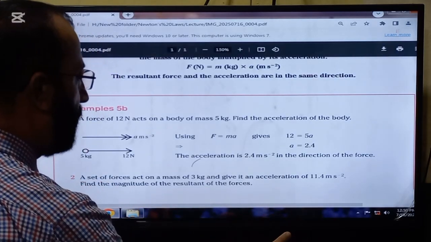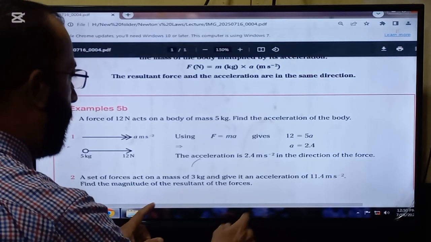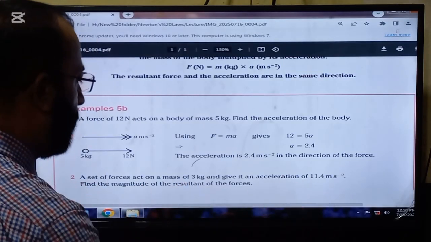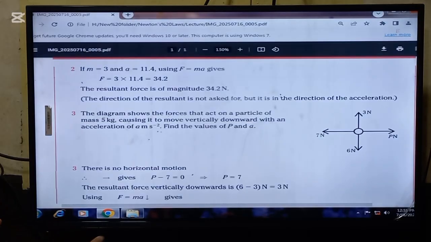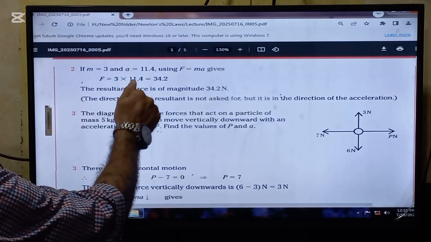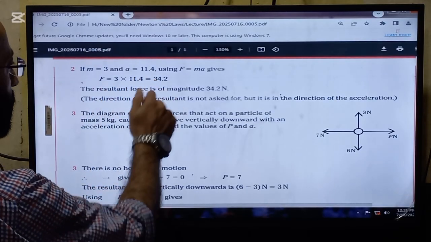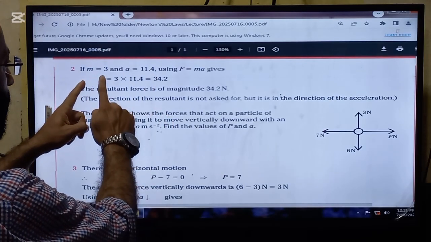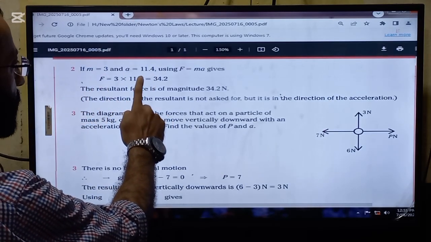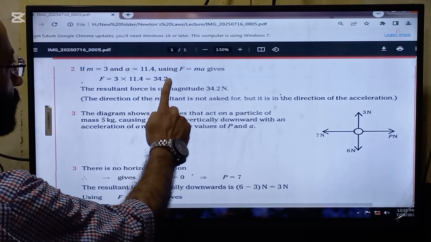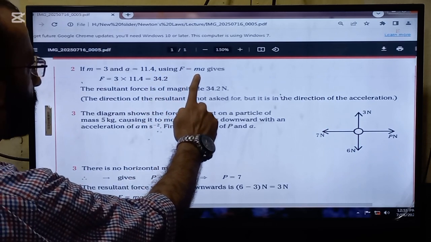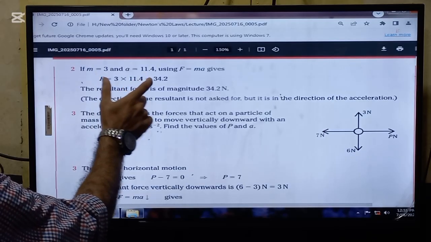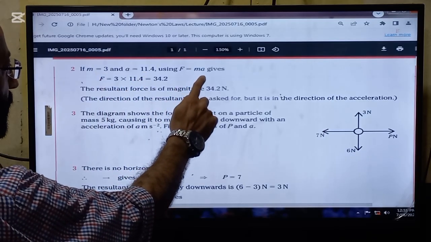F is equal to ma will be the formula that will be used, and M and A's values will be put into the formula. So look now, M is 3 and A is 11.4. You should put the units as well. M is 3 kg and A is 11.4 meter per second square. The formula that will be used is F is equal to ma. Now you will put these values of M and A in place of M and A.